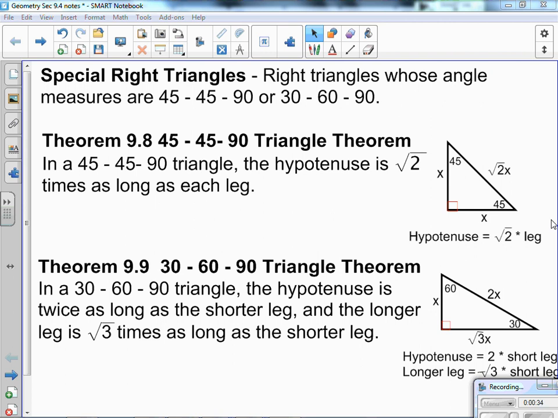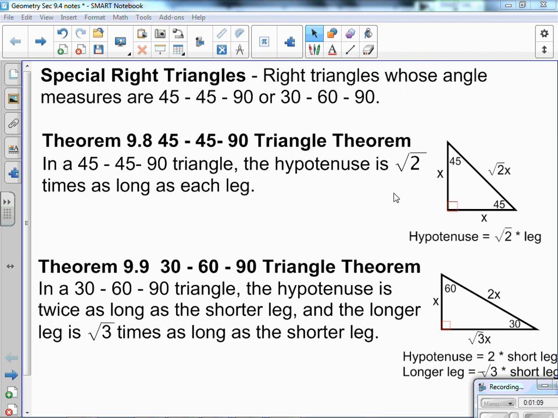And because of those angle measures and the resultant side lengths that you get with those angle measures, there are set criteria or set formulas we can use if we know one side length to find the other side lengths of a special right triangle. So theorem 9.8 for a 45-45-90 special right triangle tells us that the hypotenuse is the square root of 2 times as long as each leg.